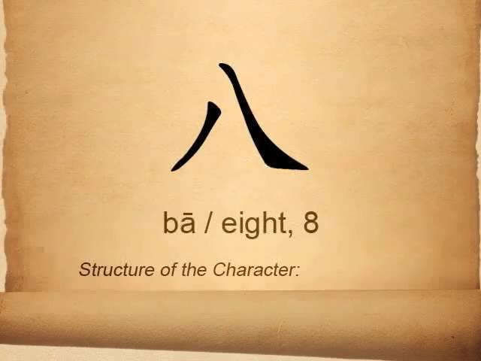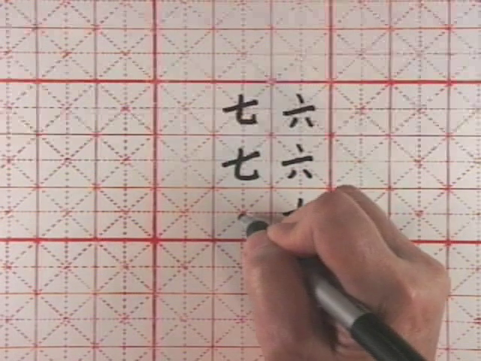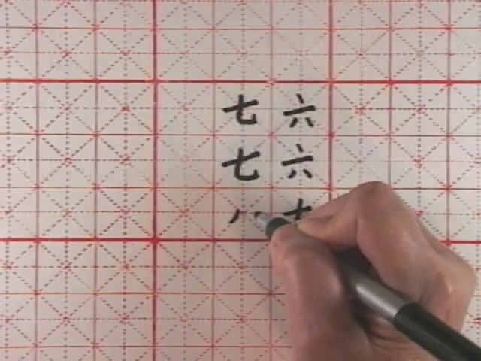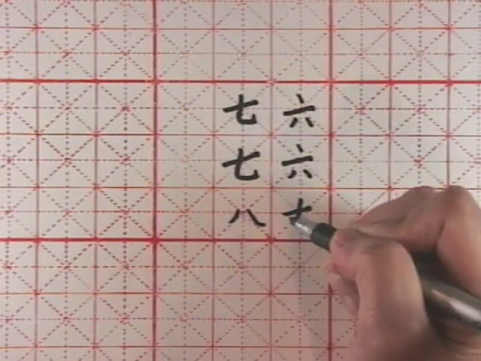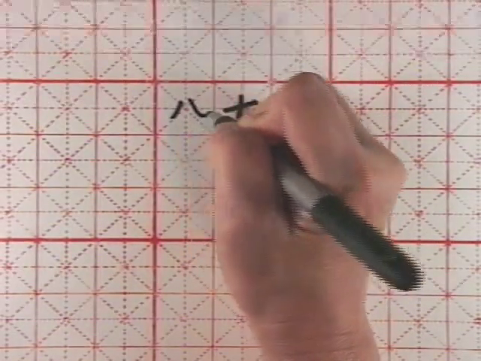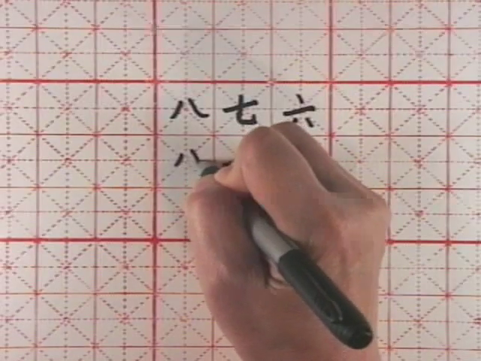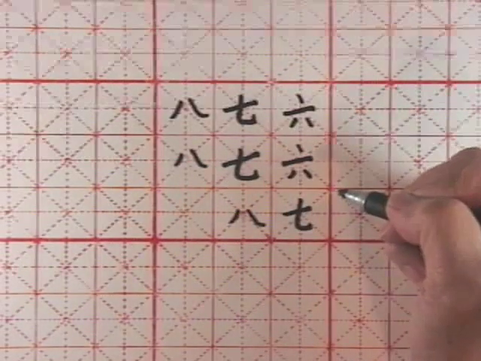What is the structure? Yes, it is single part. 非常好。Which stroke is first? 撇。Next, 捺。Let's try it again. 撇。Then, 捺。非常好。How many strokes are in 八? 2 strokes. Let's try it one more time. 撇。捺。很好。What is 9 in Chinese?